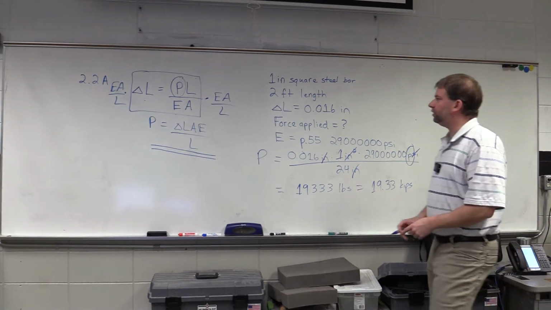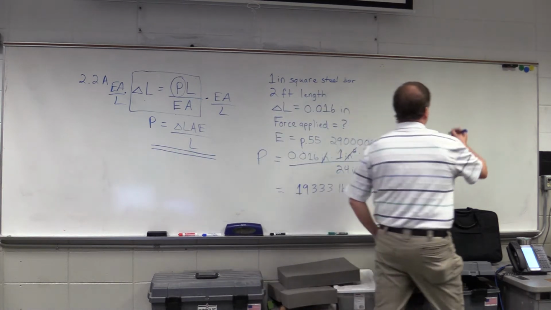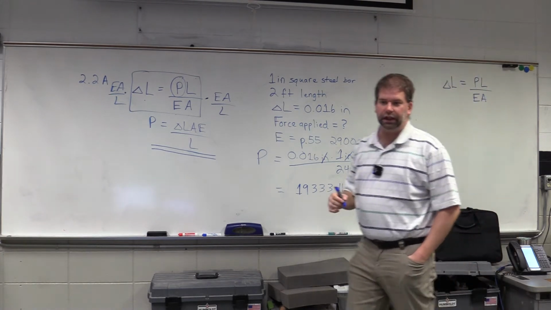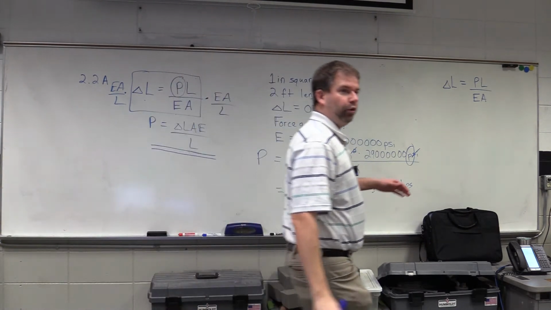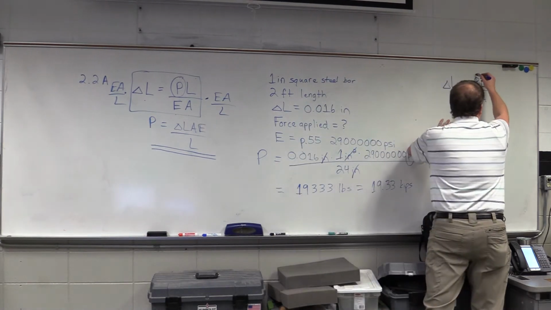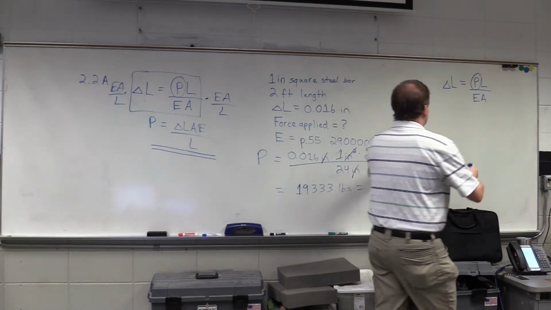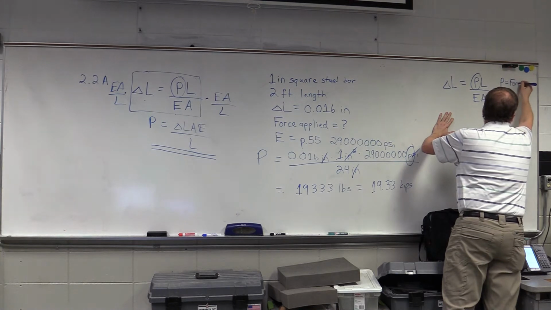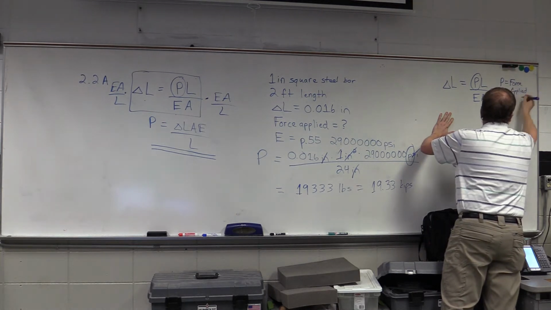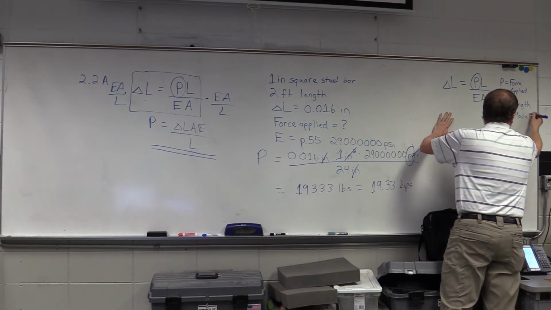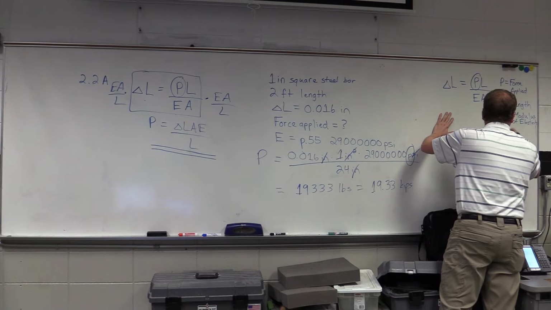Okay. So again, we'll start back with our base equation. So delta L equals PL over EA. So is the question, Matt, how do we maneuver everything around? Okay, so for this particular one, we were asked to determine the force. So maybe it'll help to say, let's see, P equals force applied, L equals length, E equals modulus of elasticity, A equals area.